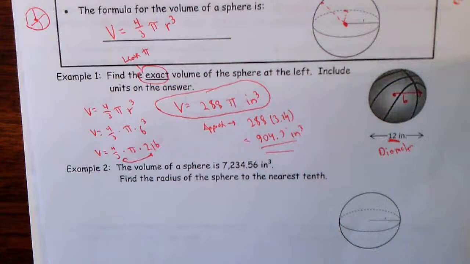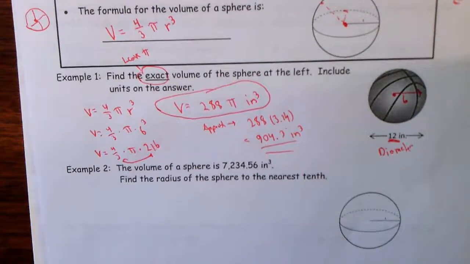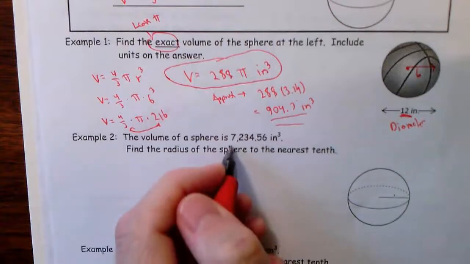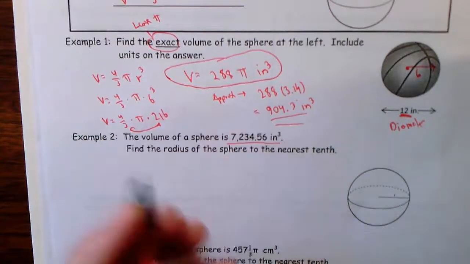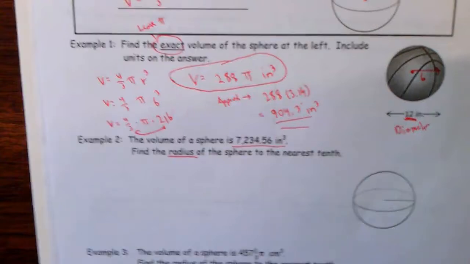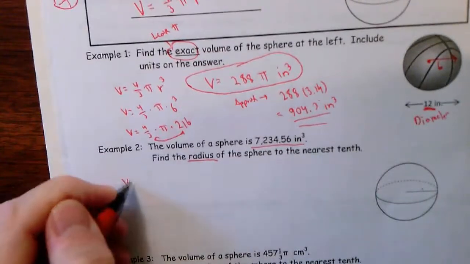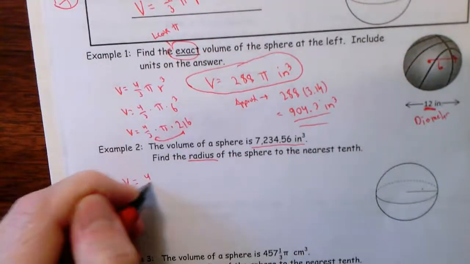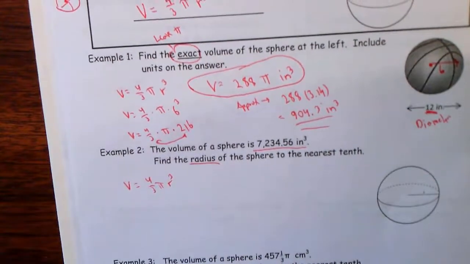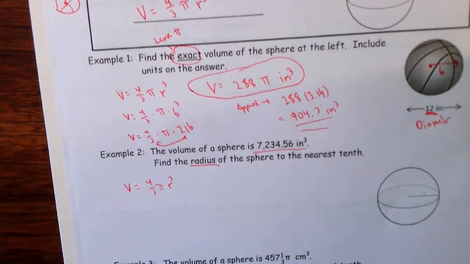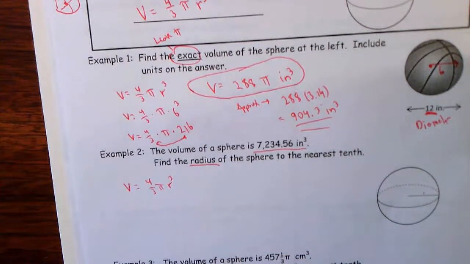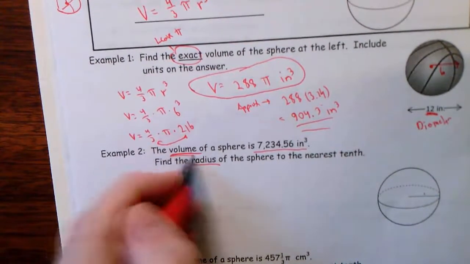All right, the second one. In the second example, the difference is we were given the volume. We want to find the radius. So we still use the same formula, of course, 4/3 pi radius cubed. But this time, instead of substituting a value in for r, we are substituting a value in for v, the volume.